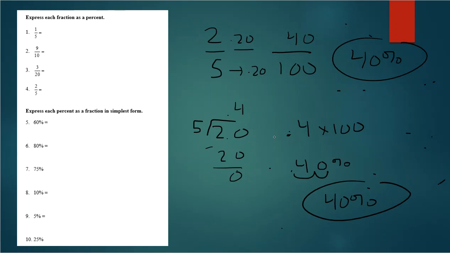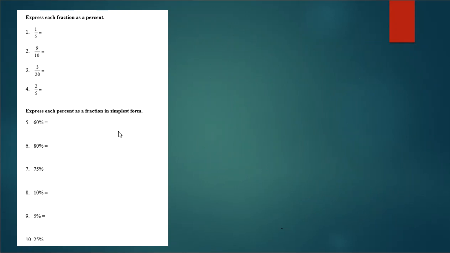Okay? Now, let's go ahead and move on to the next set of examples where we need to express each percent as a fraction in simplest form. There are 2 different ways that you can do this. The first way is that if it's 60%, a percent is always something out of 100. So you could write this as 60 over 100. Now from there, this is just 60 hundredths.